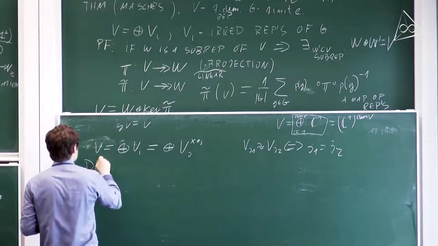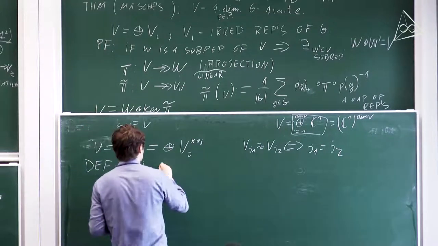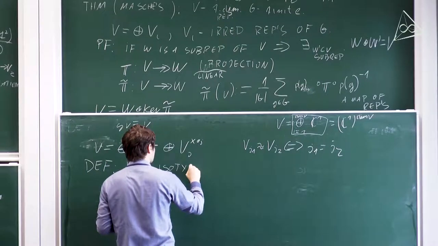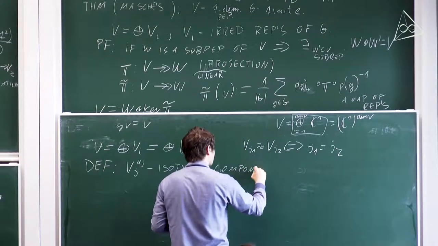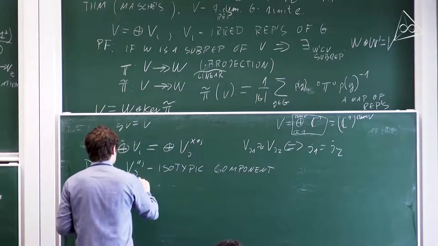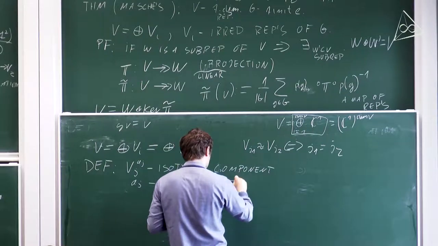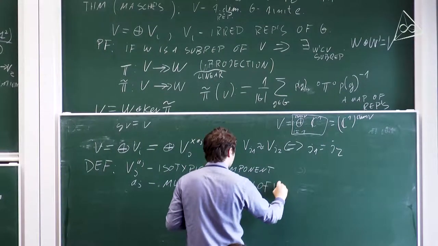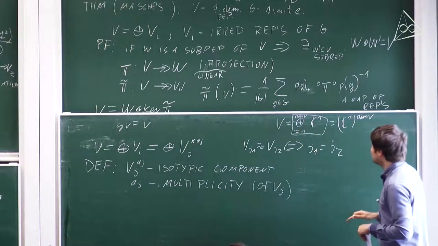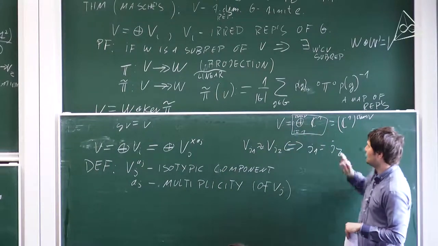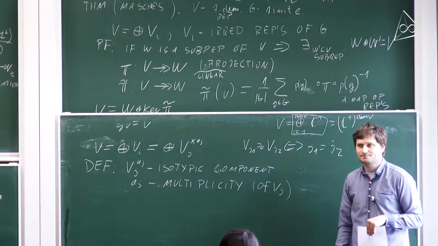A definition: V_j to the I_j is called an isotypic component, and I_j is called the multiplicity of V_j. So how many times does V_j appear in this decomposition? Here we have just one isotypic component, the whole vector space, but the multiplicity of C1 in this isotypic component is the dimension of V.